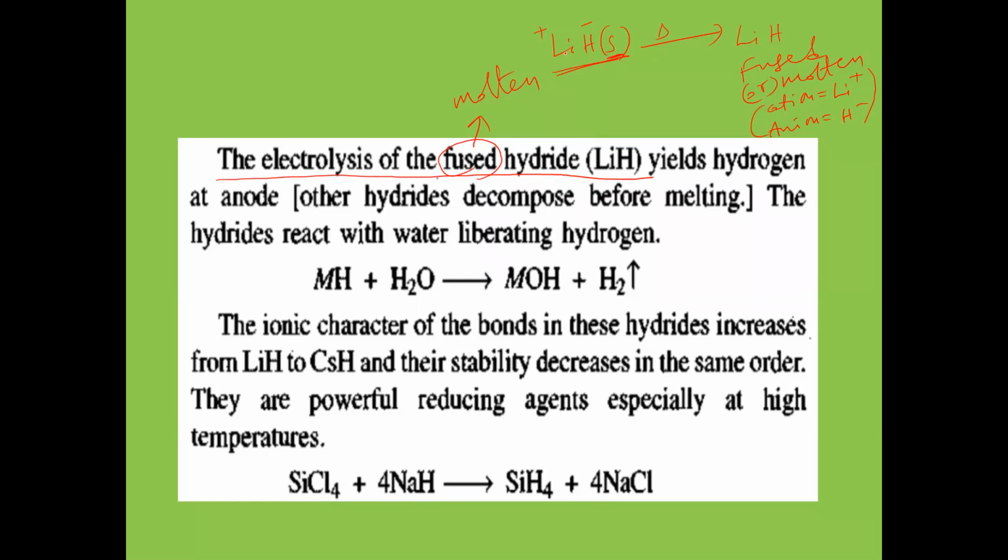The difference is that in solid LiH, the lithium cation and hydride anion are held together. They are closely packed and not moving. But in molten or fused LiH, the Li plus is mobile and H minus is mobile, meaning movable. They are moving, that's why they will carry electric current. The fused or molten LiH is a good conductor of electricity.